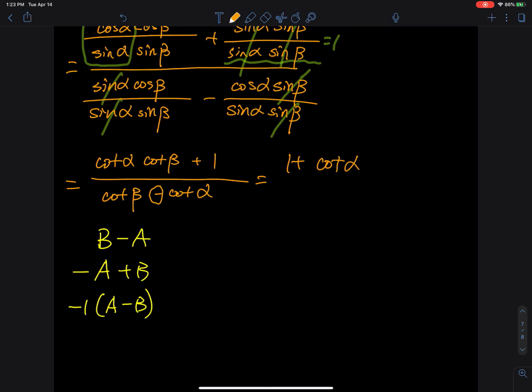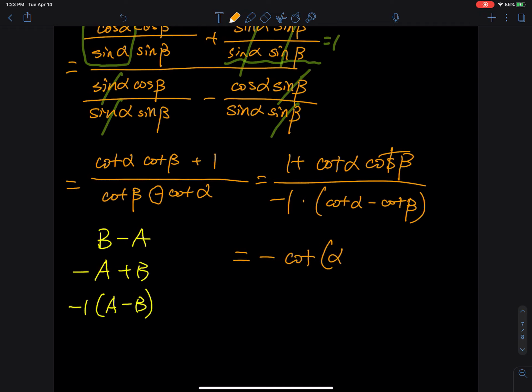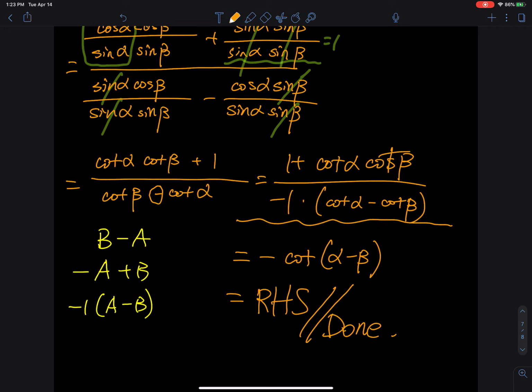So the top, I have 1 plus cotangent alpha cotangent beta, divided by, you take the negative 1 out, times cotangent alpha minus cotangent beta. So that is equal to negative cotangent alpha minus beta. So that is equal to the right hand side, and then the job is done. And then this is the reciprocal of tangent alpha minus beta. Of course, we have to change all the tangents to cotangent. All right, so that will be all in this lesson.